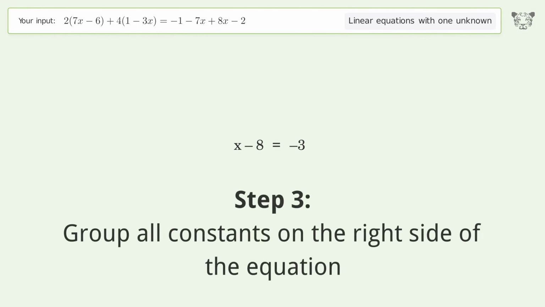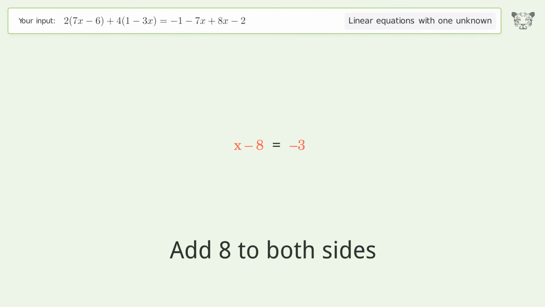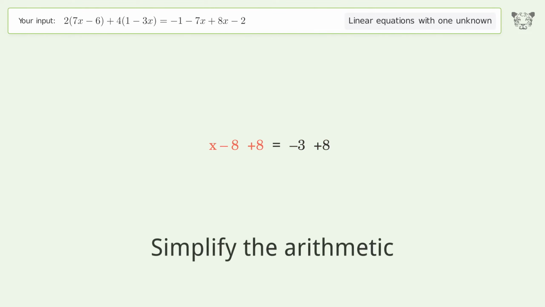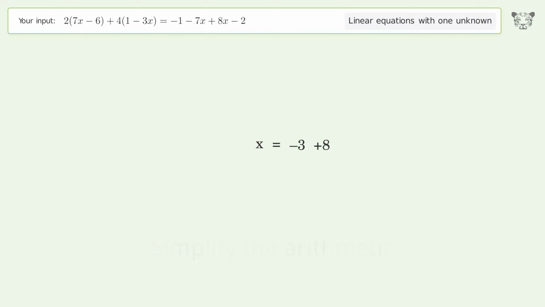Group all constants on the right side of the equation. Add 8 to both sides. Simplify the arithmetic. And so the final result is x equals 5.